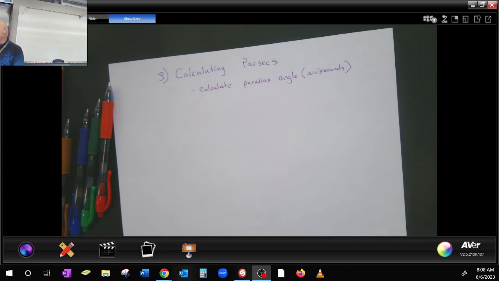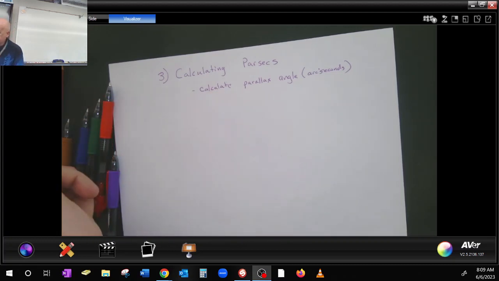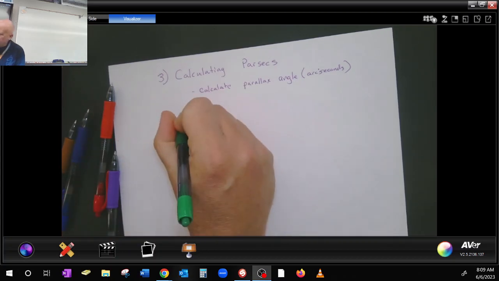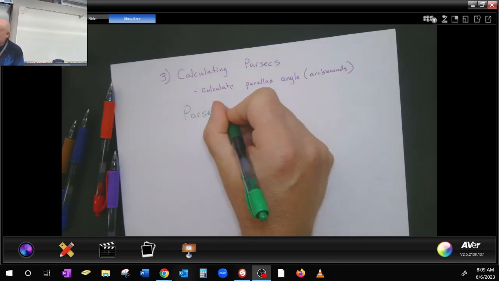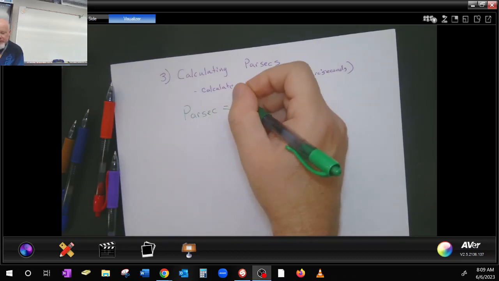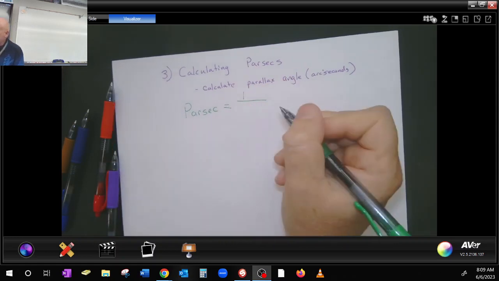Typically, real astronomers with telescopes are looking at this and figuring it out. They actually have a computer that does it for them, so it makes life pretty easy for them, okay? To figure out a parsec, and that's what we're trying to find out, a parsec is equal to 1 divided by the parallax angle.